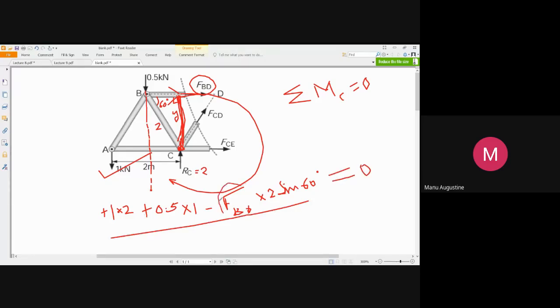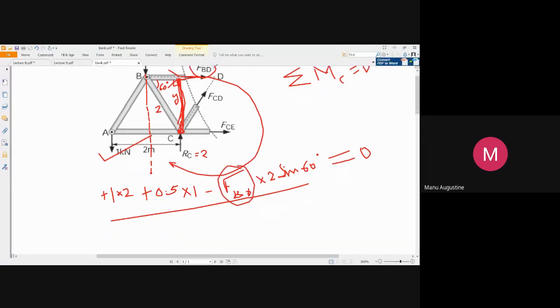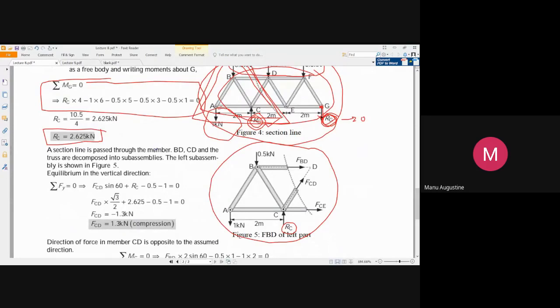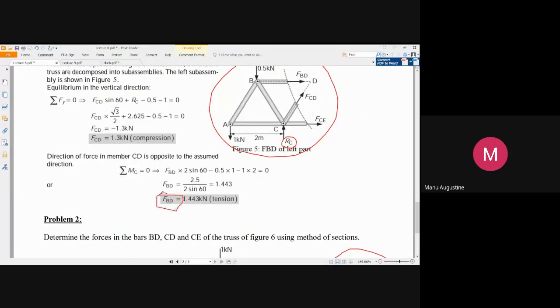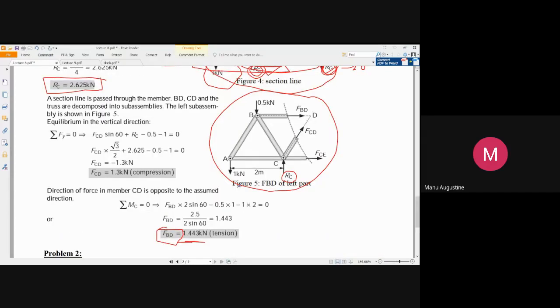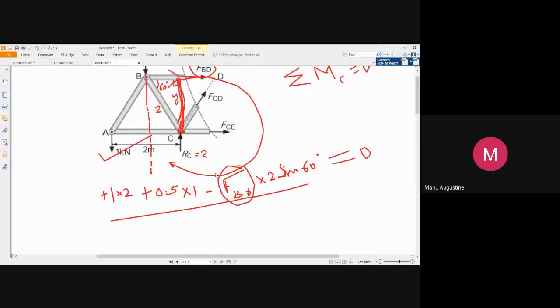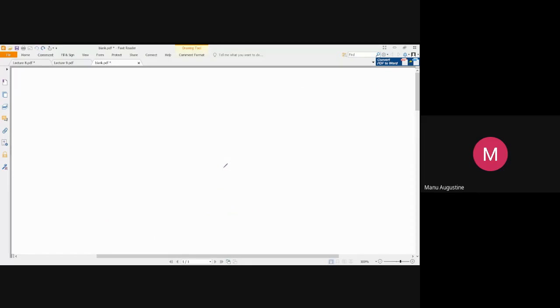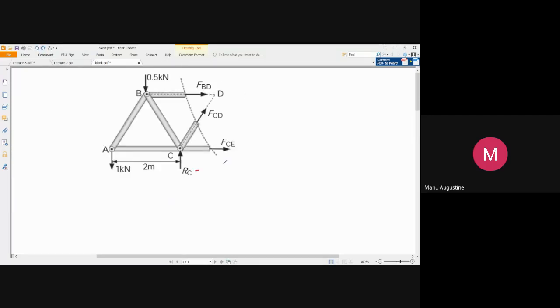Can you calculate the only unknown force from this equation? Very easily you can, and the answer is already given to us. FBD is given as 1.443 in tension. Okay. And now, if you look at your small part that you considered for equilibrium, this is known. Now only two unknowns are there. And now you can try any one of these: the summation of horizontal forces is zero.